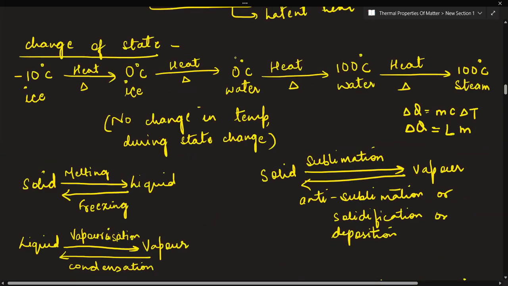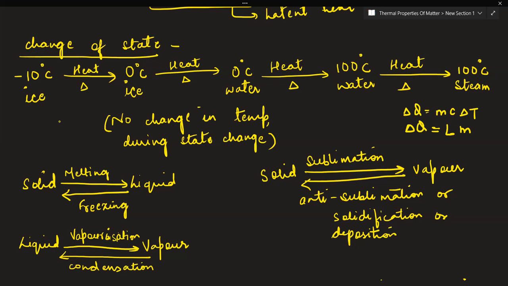In order to understand the difference between latent heat and specific heat, when to use which, all the terms regarding specific heat we are very clear with. Now, in order to understand what is latent heat, we have to understand what happens when we apply heat to any substance. We have taken an example of minus 10 degrees Celsius ice. Now I have applied heat to it, so it has converted into 0 degrees Celsius ice. So here do we have change in state or change in temperature? Change in temperature, fine.